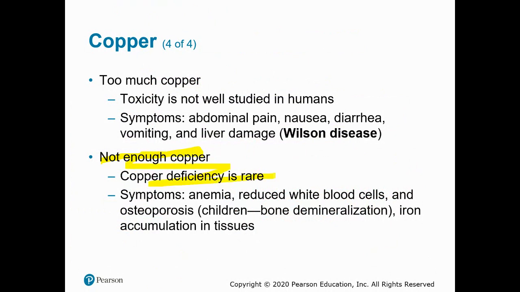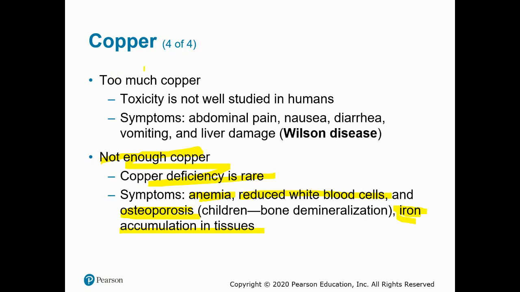So here's copper deficiency, again, rare. Symptoms could be anemia, if due to an interference with iron transportation, not necessarily copper deficiency anemia, but copper deficiency induced iron deficiency anemia. You can also see a reduction in white blood cell count, potentially also osteoporosis. And again, you might see iron build up in the tissues, sort of like hemochromatosis.